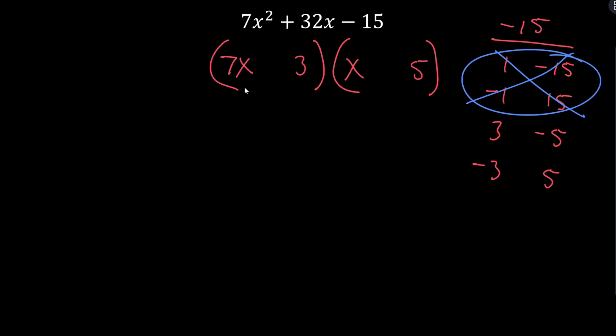So maybe we try the 3 here and the 5 here. And again, notice the two numbers we get, 35 and 3. We should already be making a connection between 35 and 3 to 32. Be like, oh, wait a minute, 35 minus 3 equals 32, right? And in this case, that's exactly right. That's what we need to do, right? So this 7x times 5 needs to be positive because we want positive 35x, and we want to subtract 3x from that, so this needs to be minus 3.